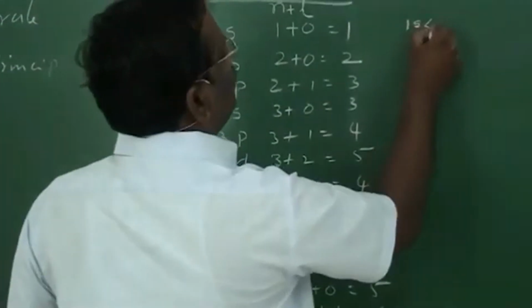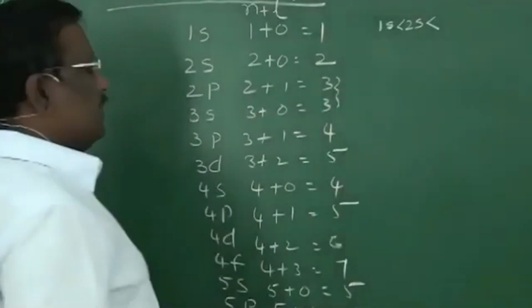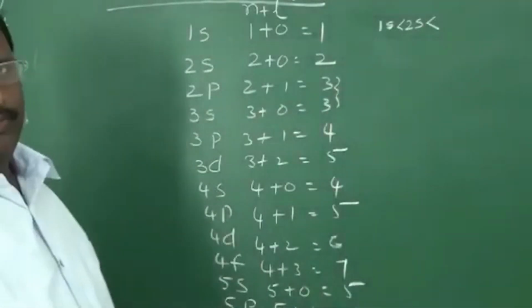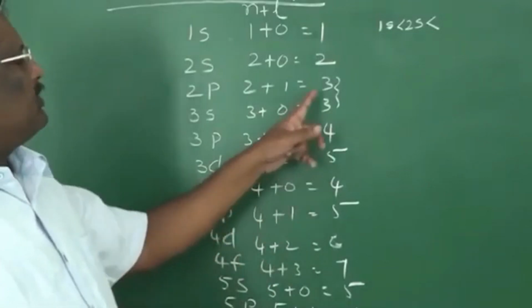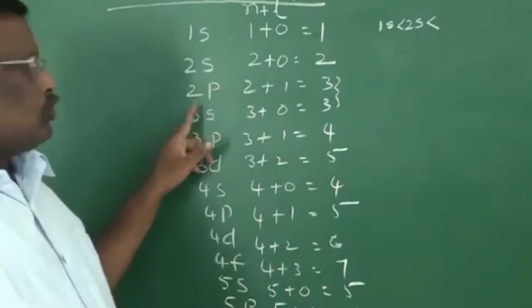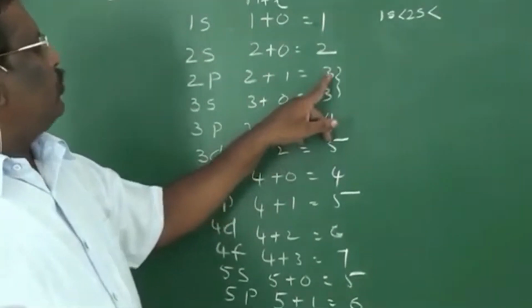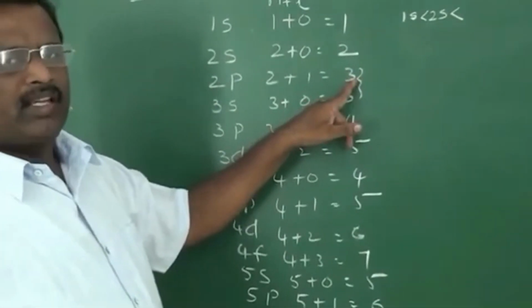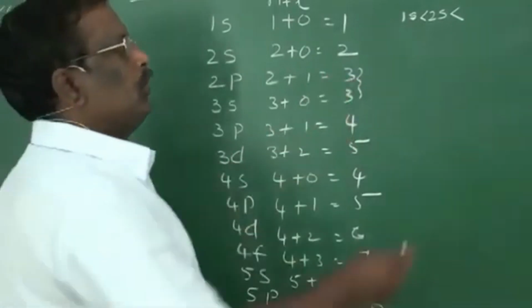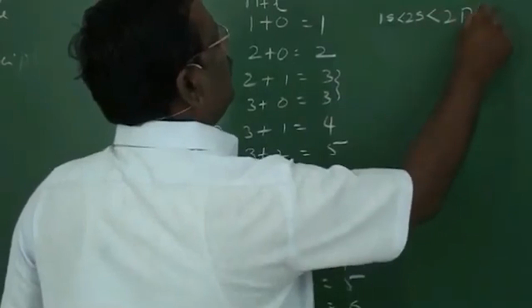Then the 2s orbital. Then 2p and 3s have the same n plus l value. In such cases, the orbital with the lower n value is considered the least energy orbital. So for 2p and 3s, the n plus l value is 3, but the n value is 2 for 2p and 3 for 3s. So 2p is the least energy orbital. Then it is 2p, then 3s.